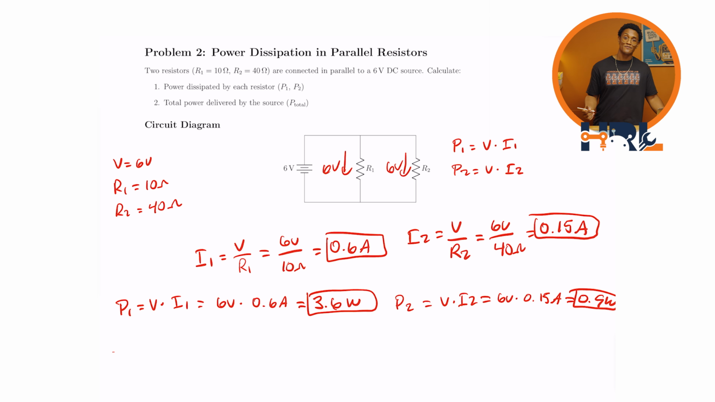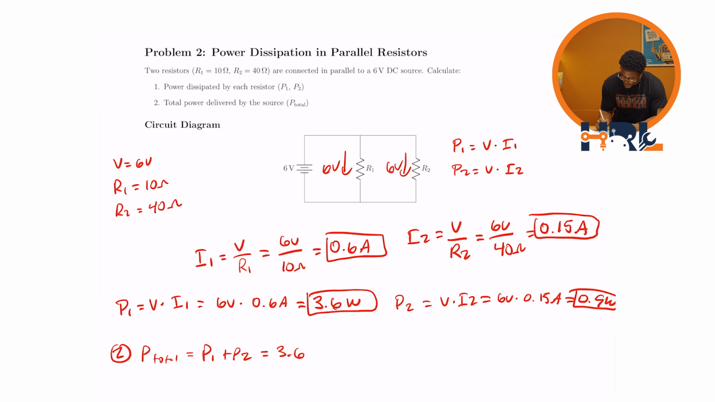So now we're on to the last part. We need to find out the total power flowing through the circuit. Well, to find the power going through the circuit, we can just sum up the power through each individual branch in the parallel path. In other words, we can sum up P1 and P2. So P total is equal to P1 plus P2. So we have 3.6 watts plus 0.9 watts. And that gives us 4.5 watts.